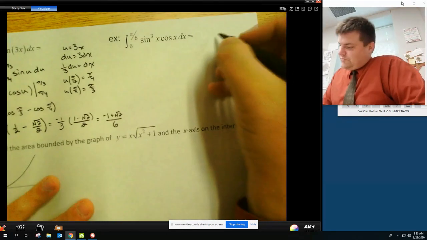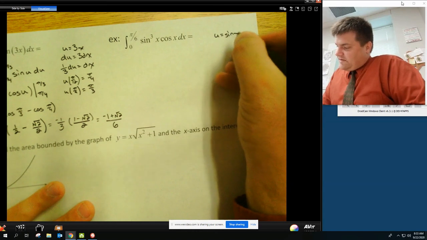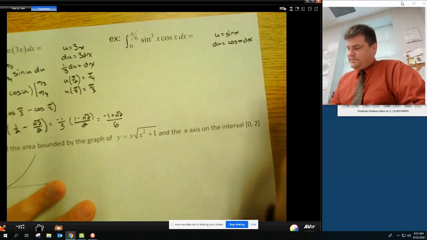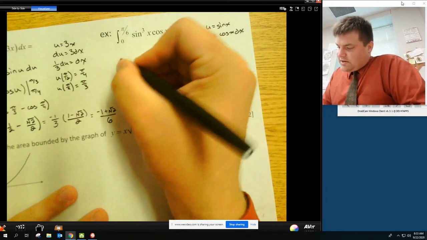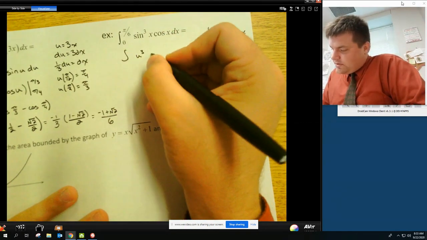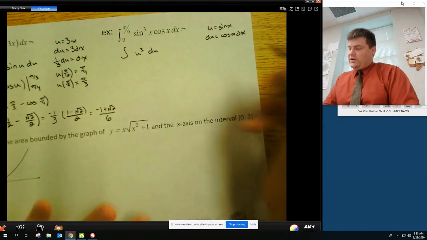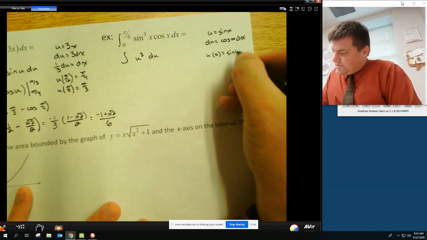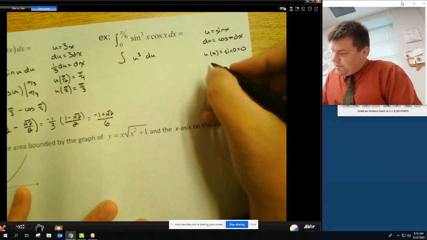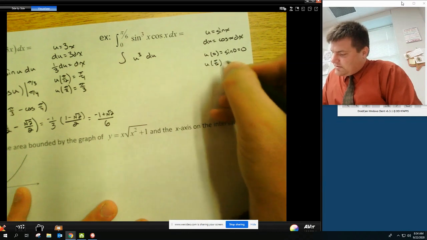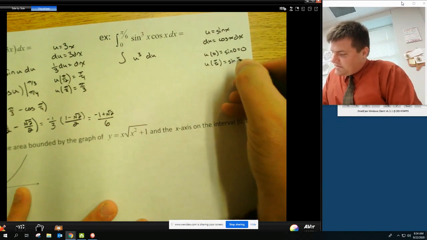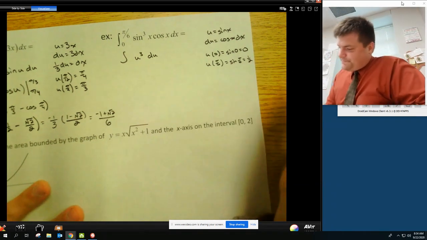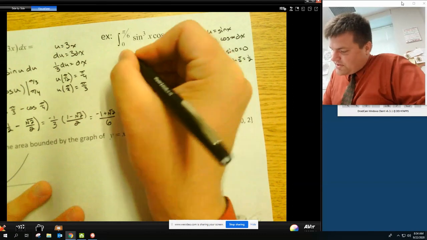dx. So let u equal sine of x so that du equals cosine of x dx. Pretty straightforward. So I'm going to integrate u to the third du. Yeah, that's totally awesome. Now let's go ahead and plug in my values. So u of 0 is going to be sine of 0, which is 0. u of pi over 6 is going to be sine of pi over 6. Again, you need to know that as 1/2. So I'm going to go from 0 to 1/2.